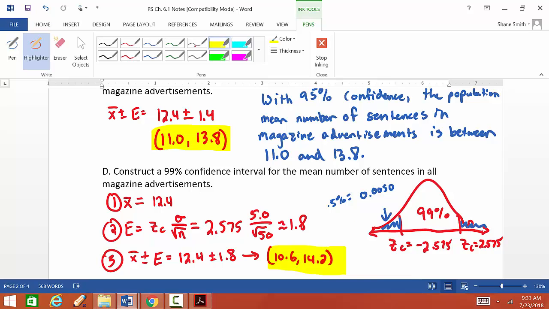The cost is that we have more error, right? If we compare our errors, this one I'm adding and subtracting 1.4, and this one I'm adding and subtracting 1.8. So I have a little bit more error, actually a good amount more error, to go from 95% to 99% confidence. So it's kind of a balancing act. Are you willing to be more confident and have more error for that confidence in your final result?